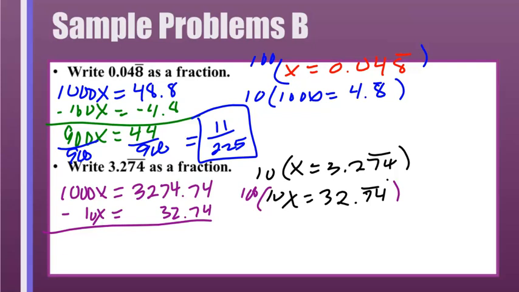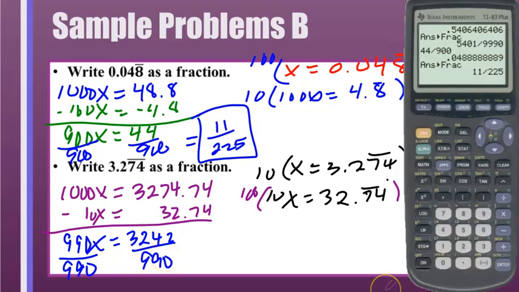This is going to give us 990x equaling 3,242. Divide everything by 990. And on our calculator, we're going to have 3,242 divided by 990 and change that to a fraction.